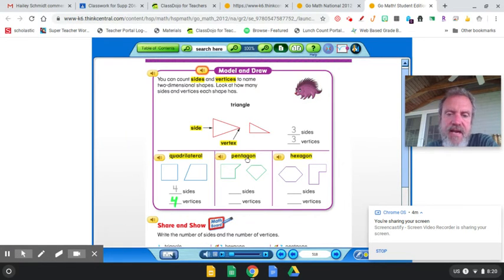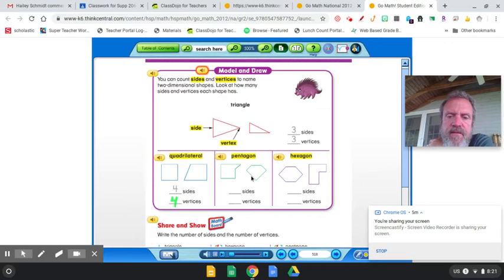Let's come into these guys. We have a pentagon. Pentagon. And a pentagon has 5 sides. 1, watch my pointer, 2, 3. This little guy is a side because it's its own straight line. 4 and 5. Let's look at this pentagon. 1, 2, 3, 4, 5.